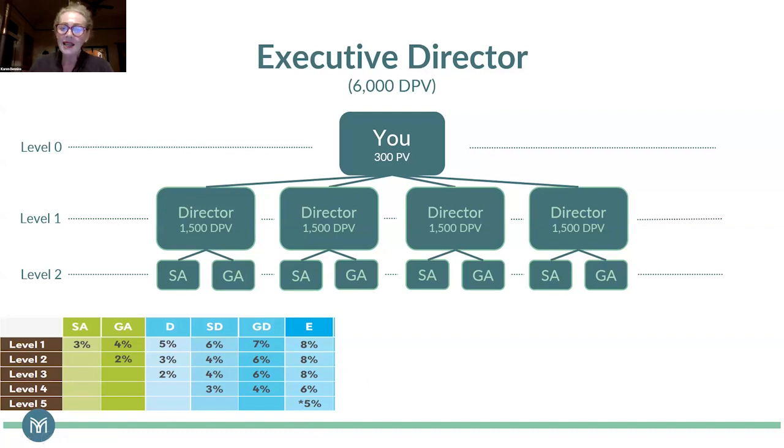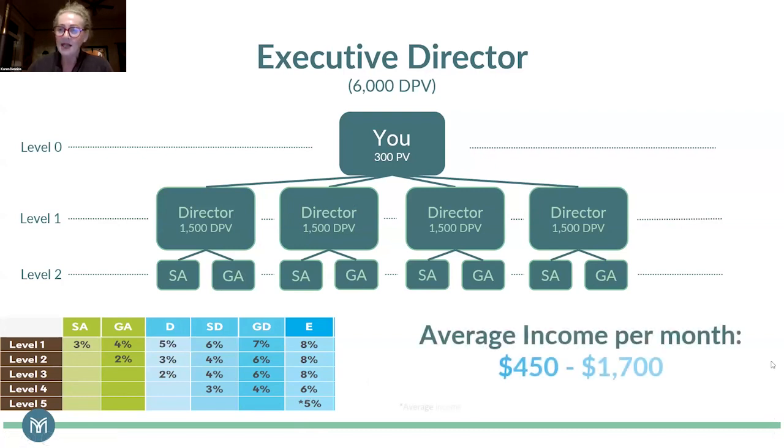Because this is the scope of earnings at executive director level. Yay! And this is an average, must make that clear, per month. And it depends on your structure. It depends on the different other bonuses you may be earning, like rank up bonuses, power seller bonuses, mentor bonuses. There's a lot of other bonuses apart from the uni level. So the average income at this level can be from $450 up as high as $1,700. So that's very exciting, I think.